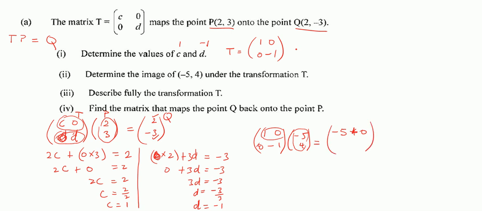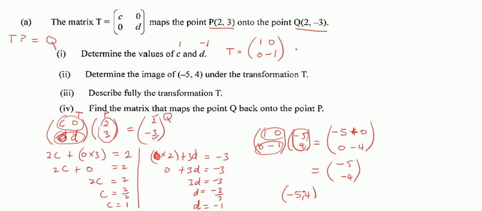Then it's this row by this column again. 0 by minus 5 gives me 0, and minus 1 multiplied by 4 gives me minus 4. So the answer is minus 5, minus 4. They wanted us to determine the image, so the coordinate will be minus 5, minus 4. Sorry about that. Alright, and now they want us to describe the transformation T.